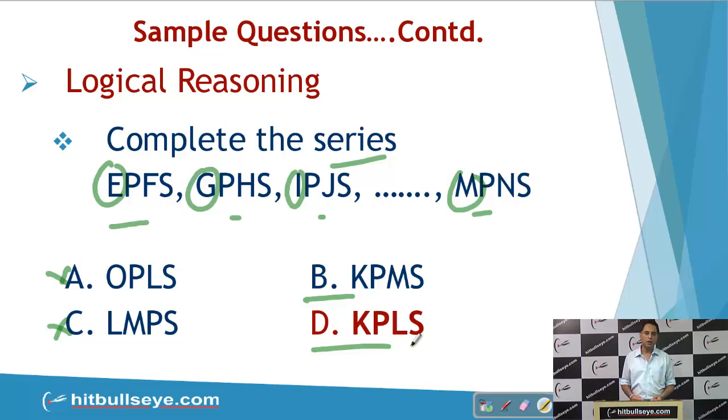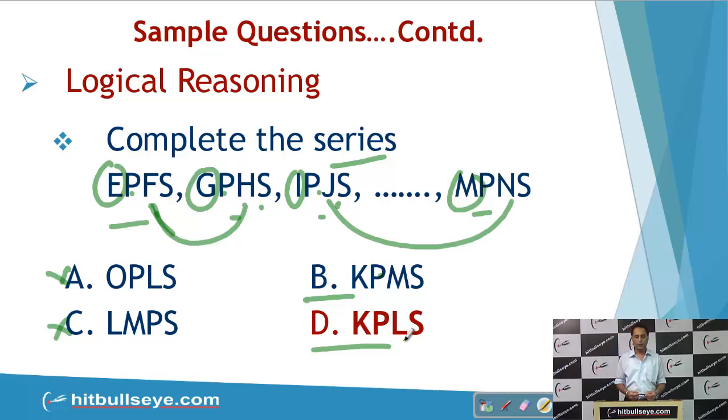Going further with the analysis, you would see that the second letter of each of the words there is P, which is there in both the options. So we move further down with the analysis. The third letter: F, H, J. Again, we have seen one letter being skipped there. From F to H, G is missing. From H to J, I is missing, right? Similarly, if you look at J and N, we have L as the missing part, which means that the answer is going to be option number D.